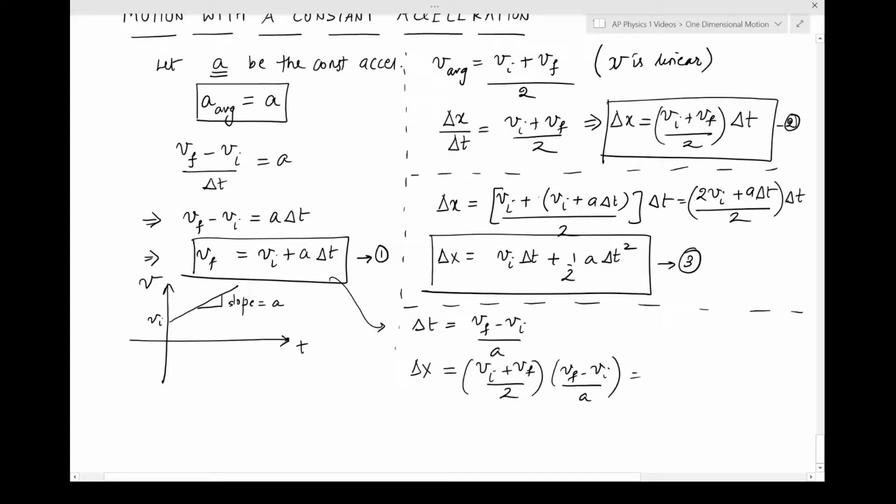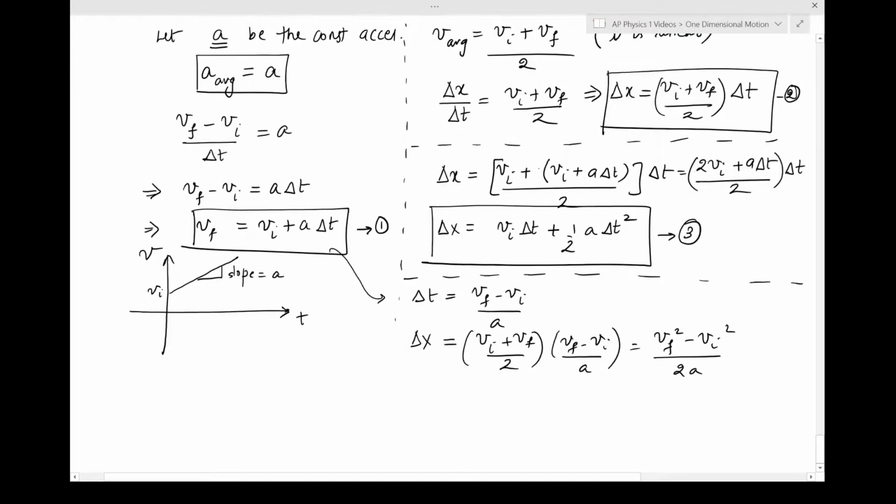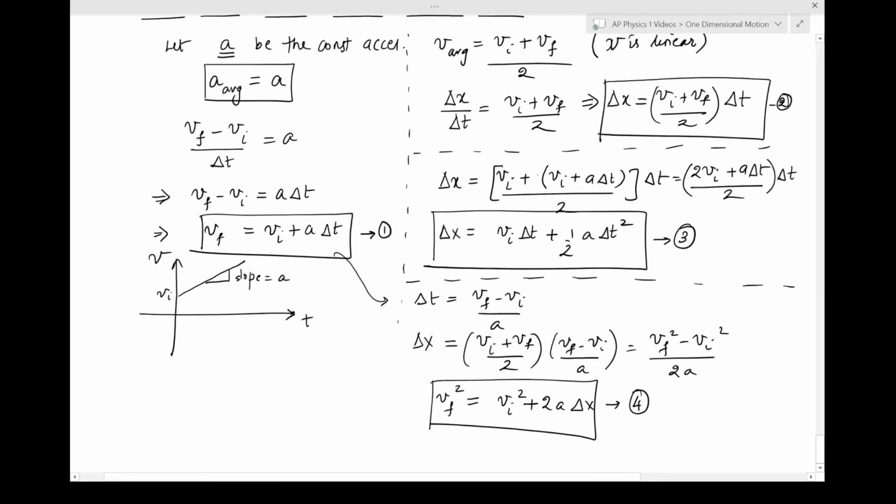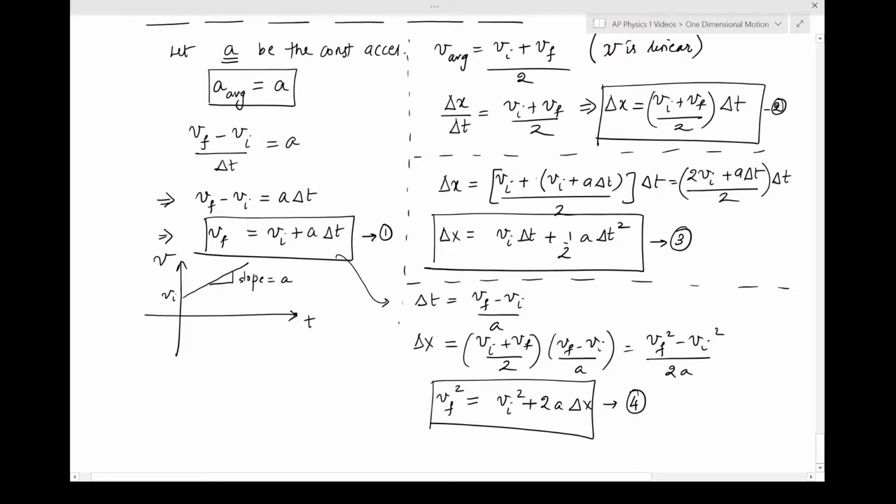Now, if you were to FOIL this correctly, okay, so please do this. If you FOIL the numerator, you will end up with Vf square minus Vi square, and then the denominator simply becomes 2a. We can rearrange this, move the 2a to the right hand side, and also move the Vi square, and when we do this, we end up with Vf square is equal to Vi square plus 2a delta x. And these are the 4 equations that you will use a lot in the rest of this chapter. Now there is a 5th equation also that you should try to derive yourself, and in that equation you will eliminate Vi.